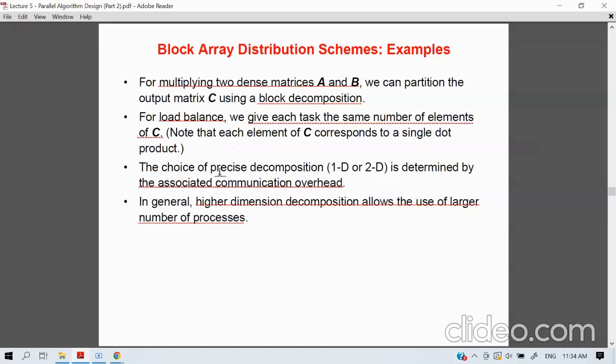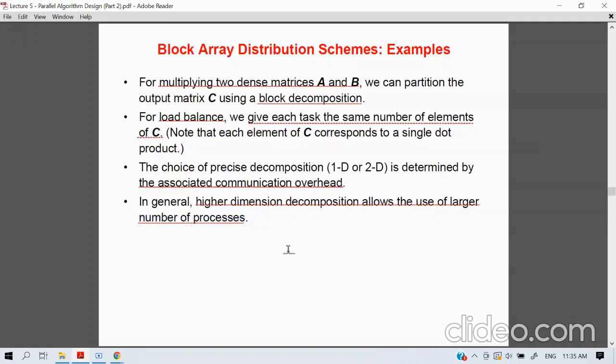Okay, and then the choice of precise decomposition, either 1D or 2D, is determined by the associated communication overhead. So we will know whether the selected technique is good or not. Actually it's being determined by the communication overhead, whether it has large communication overhead or small communication overhead. So in general, higher dimension decomposition allows the use of a larger number of processes.